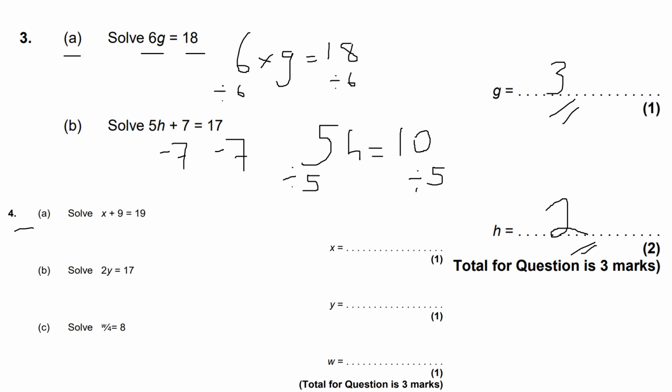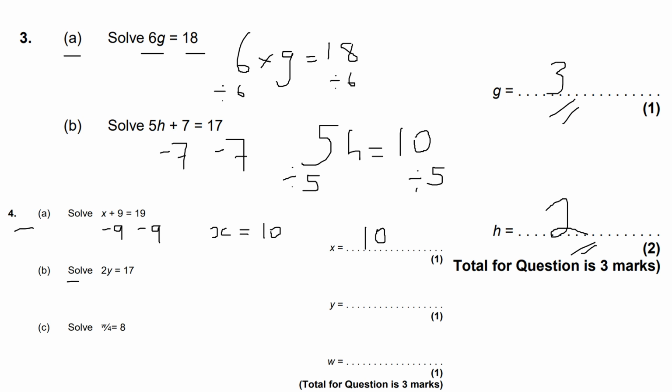For A, solve x plus 9 equals 19. I'm going to subtract 9 on both sides, to get x by itself. We have x equals 19 take 9, which is 10. So 19 minus 9 is 10.